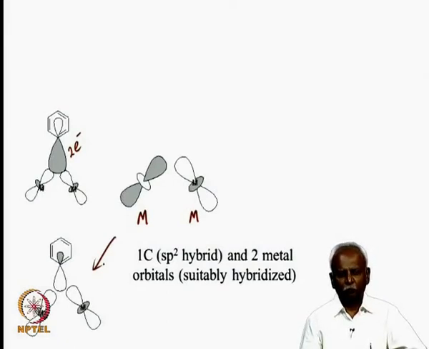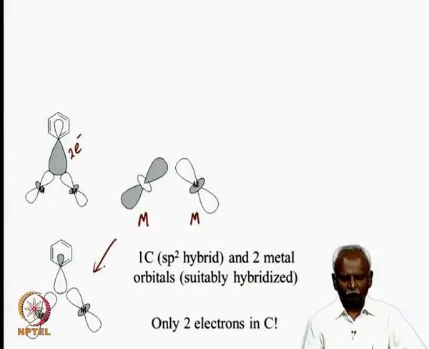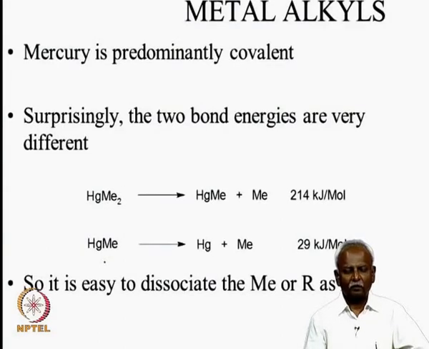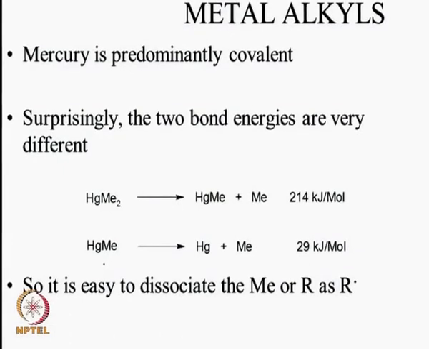And these 3-centered 2-electron bonding interactions are very, very popular or common in main group organometallic chemistry. So, there are only 2 electrons and 3 orbitals which are interacting. Let me now move on to some other species. It is possible in the case of aluminum to react aluminum and RX directly, and in the case of mercury also it is possible to make these molecules with dimethyl mercury and so on.